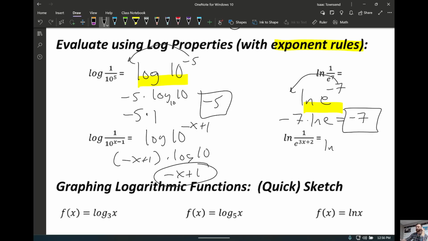Move this to the other side of the fraction. Make sure that it's not just the 3x that becomes negative, but also the 2. Now that stuff is an exponent on something we're taking the log of, so it can come down out front.